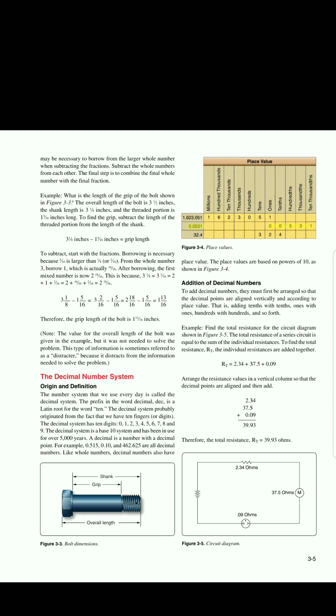0.0531, 0, 0, 5, 3, 1. 32.4, 3, 2, 4. Figure 3-4.